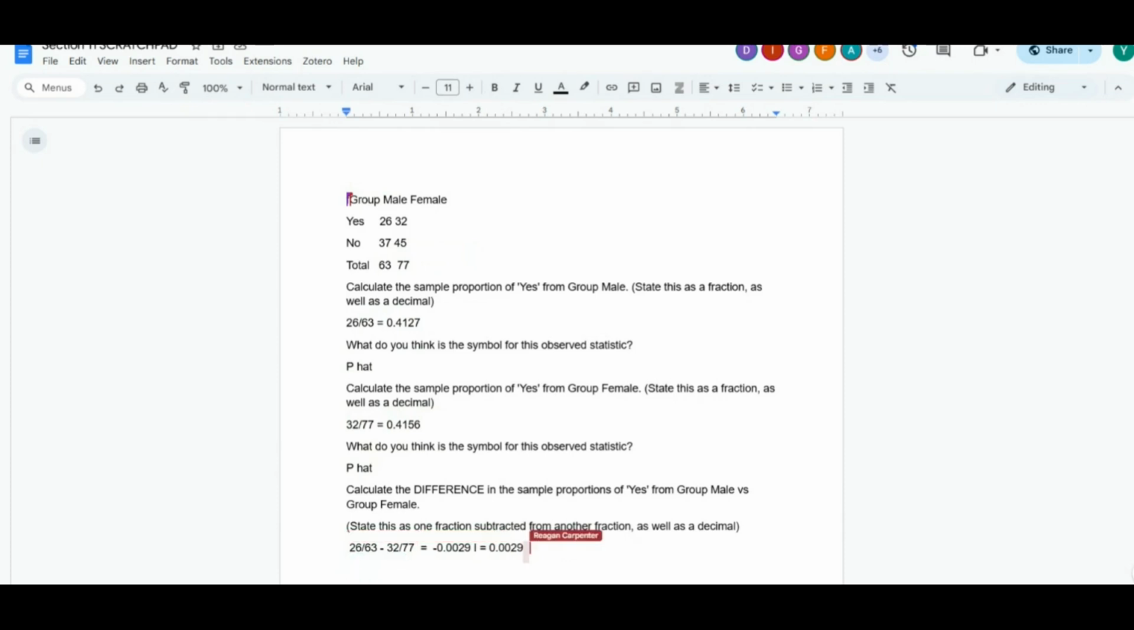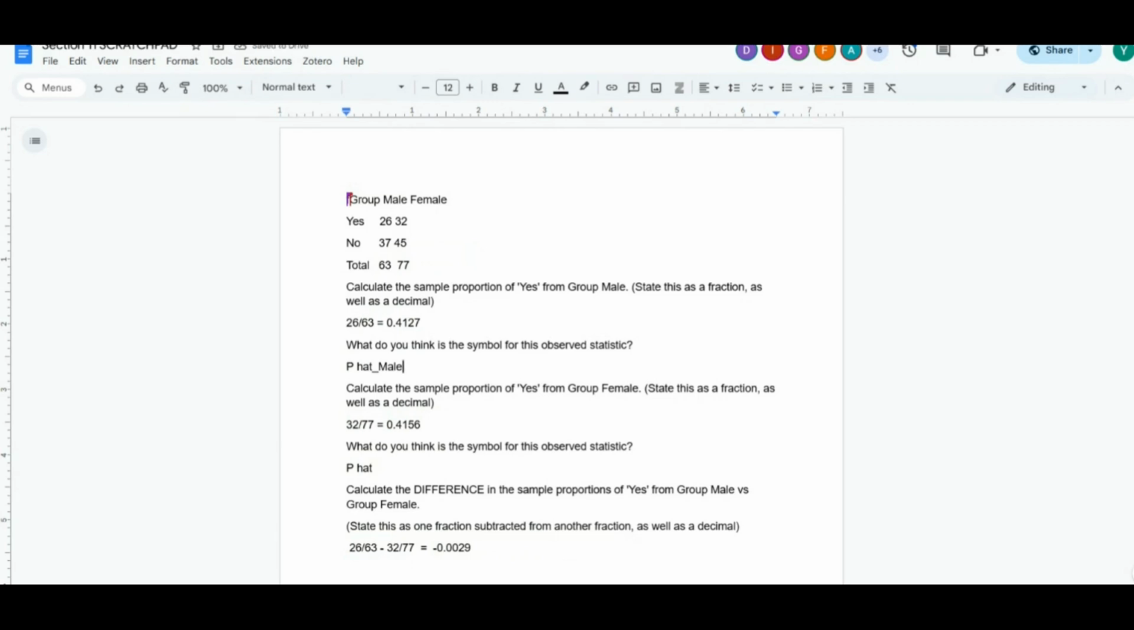So let me talk a little bit about this. There's only one thing I want to introduce. What do you think is the symbol? I'm so glad to see a p hat. Not pi, please. This is an observed statistic. But now do you realize we have two p hats? In math, you must distinguish. So here's something new for today: you add something as simple as a subscript, p hat male. You get it?